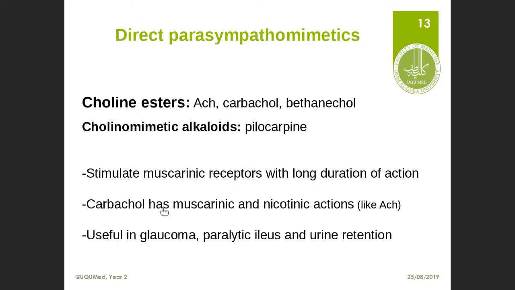Carbachol has both muscarinic and nicotinic actions. Now you are clear that some of the direct parasympathomimetics act on both muscarinic as well as nicotinic receptors, but the neurotransmitter is acetylcholine in both cases to produce their pharmacological effects. Now everybody is clear.